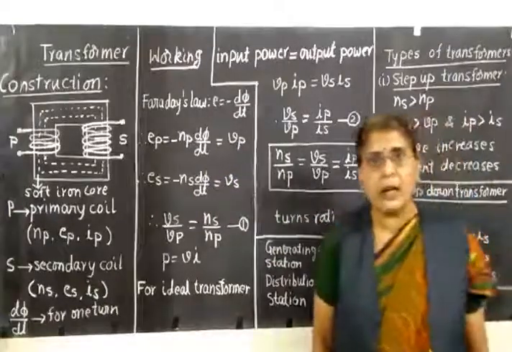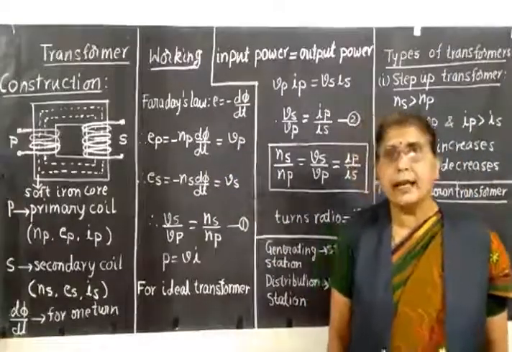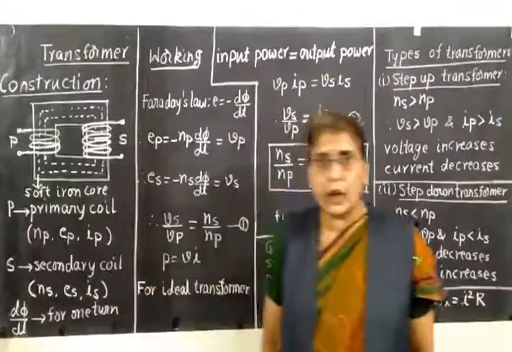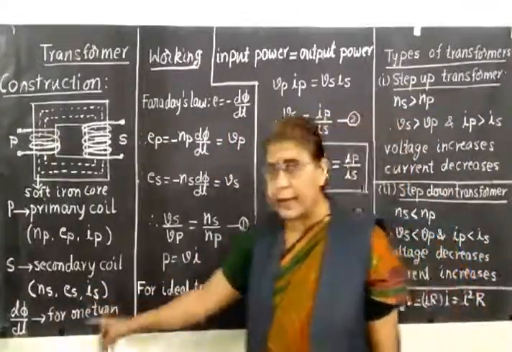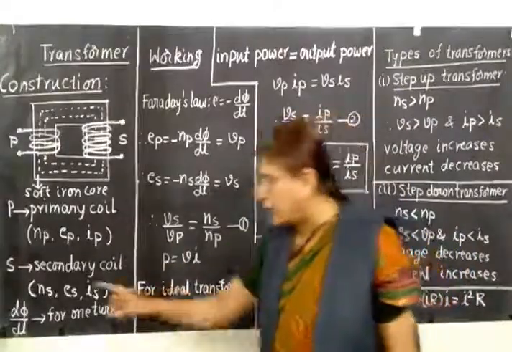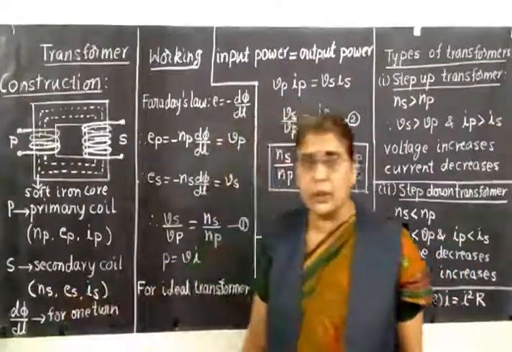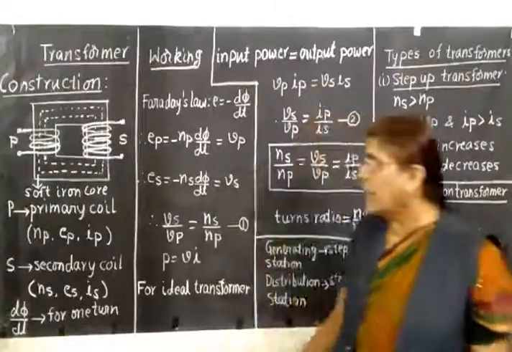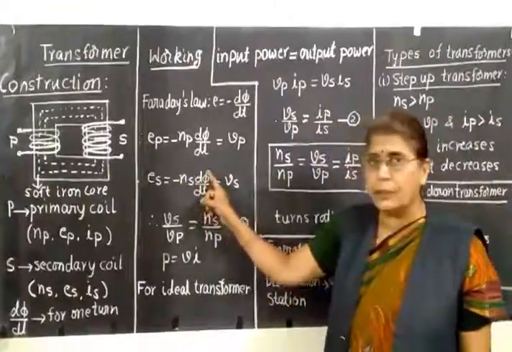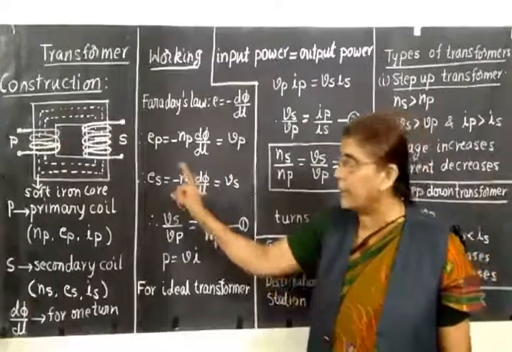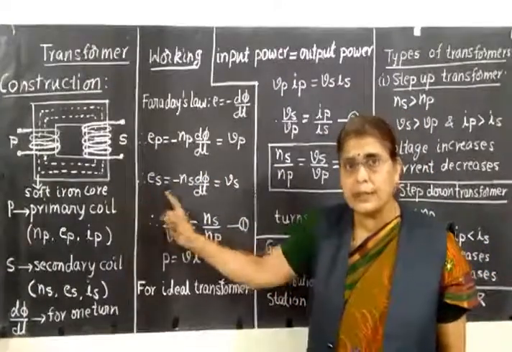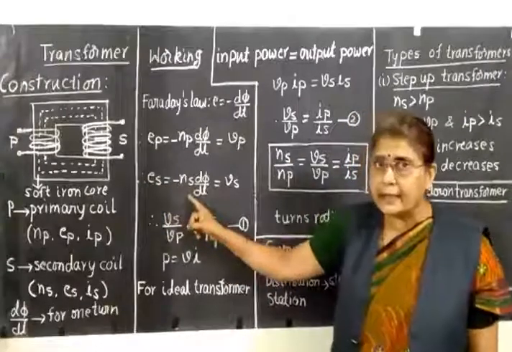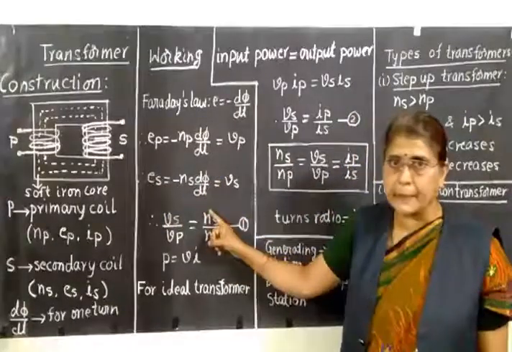Now, let us find out the EMF induced in the secondary coil. So, d phi by dt is the rate of change of magnetic flux for one turn. In the secondary coil, there are Ns number of turns. So what will be the total rate of change of magnetic flux for the secondary coil? It will be minus Ns into d phi upon dt, and this will be equal to the EMF induced in the secondary coil. So Es will be equal to minus Ns d phi upon dt.